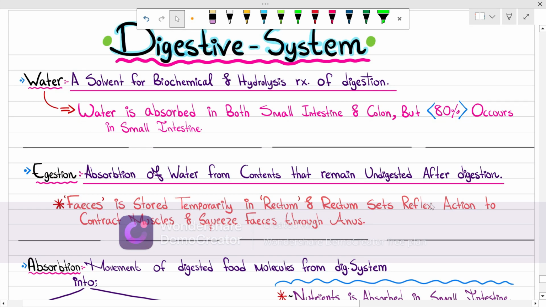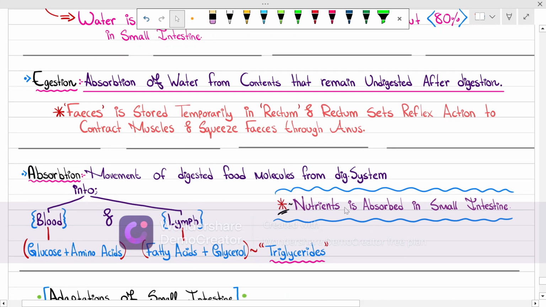The last section of this chapter is all about water absorption and the small intestine. Water is a solvent for biochemical and hydrolysis reactions for digestion. Hydrolysis occurs in the digestive system, in the stomach. Water is absorbed in both the small intestine and colon, but 80% of absorption of water occurs in the small intestine. Egestion and absorption. Egestion is the removal of the contents that remain undigested after digestion after water is absorbed. This is stored in the rectum as feces and excreted through the anus.